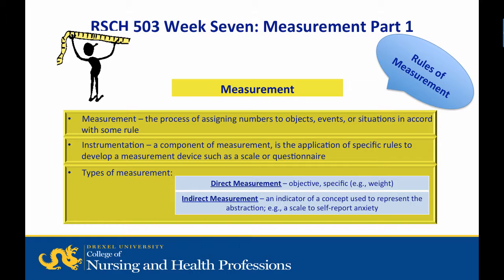Researchers also use indirect measurements to measure concepts, abstract ideas such as pain, coping, and others. Once defined conceptually, such abstract concepts are then measured indirectly through the use of well-designed self-report scales or questionnaires.